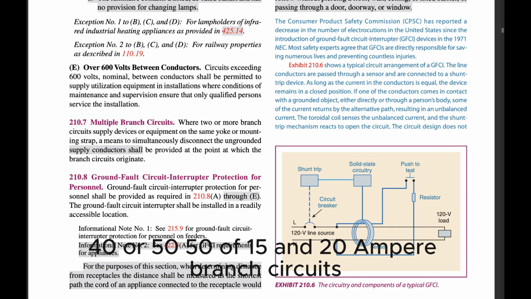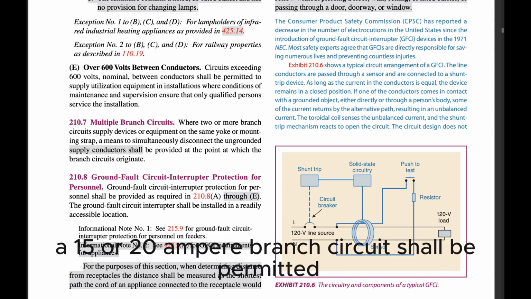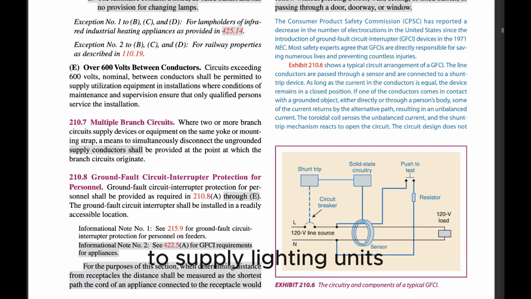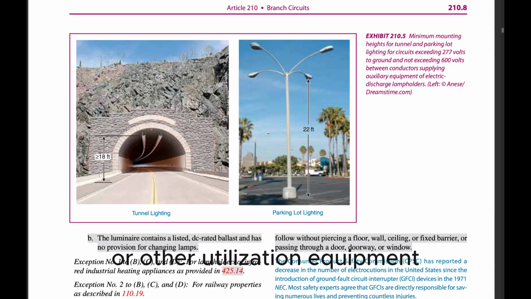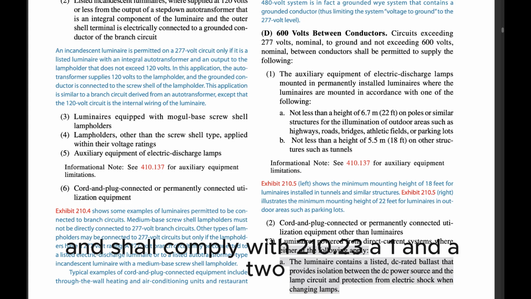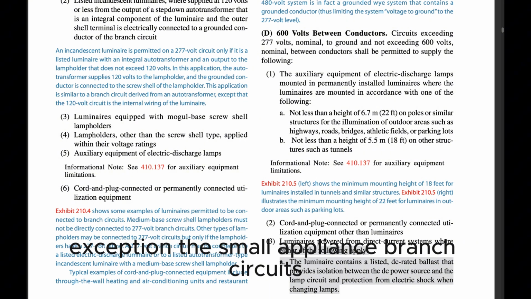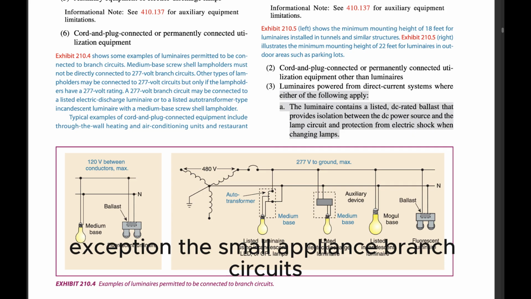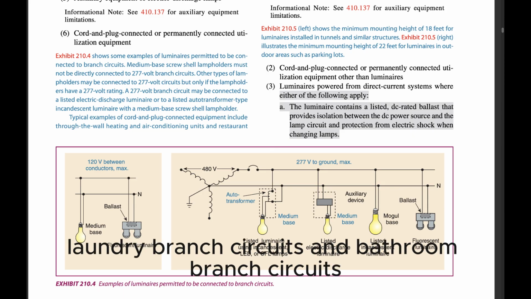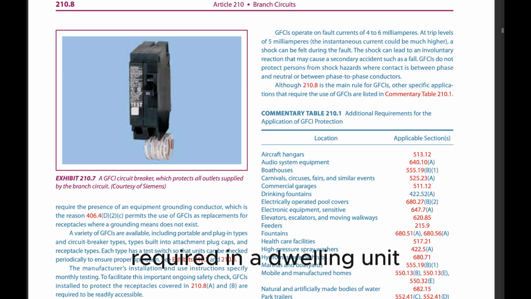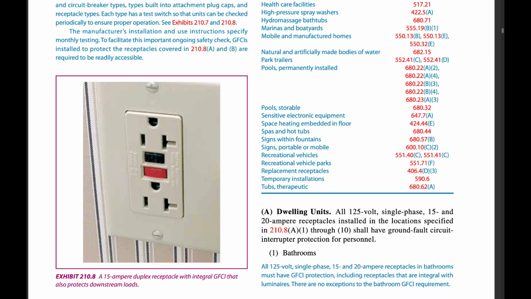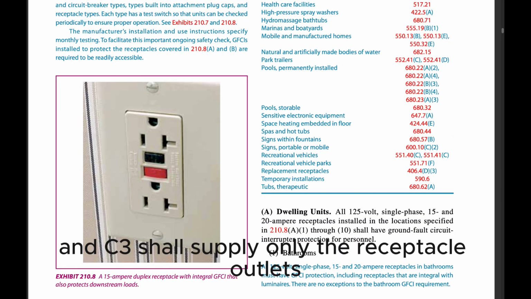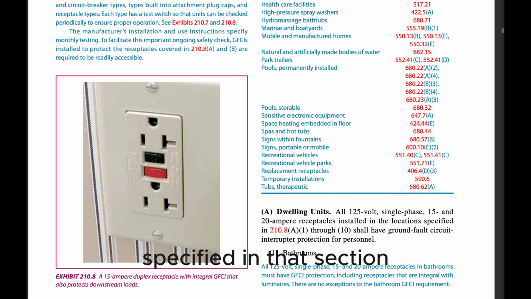A. 15 and 20 ampere branch circuits. A 15 or 20 ampere branch circuit shall be permitted to supply lighting units or other utilization equipment, or a combination of both, and shall comply with 210.23(A)(1) and (A)(2). Exception: the small appliance branch circuits, laundry branch circuits, and bathroom branch circuits required in a dwelling unit by 210.11(C)(1), (C)(2), and (C)(3) shall supply only the receptacle outlets specified in that section.